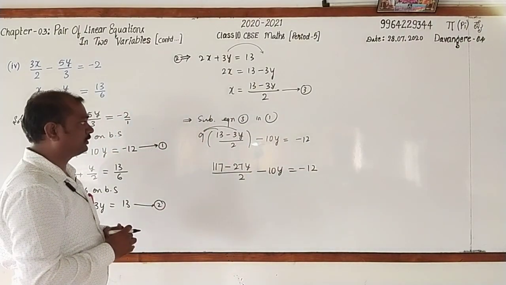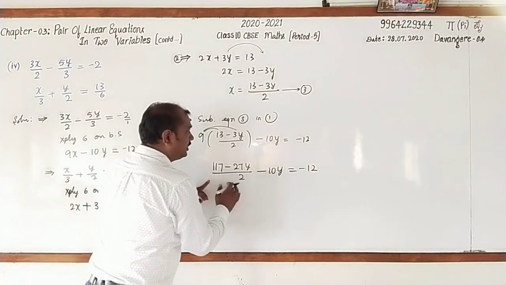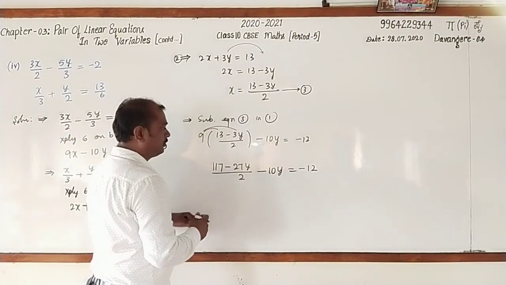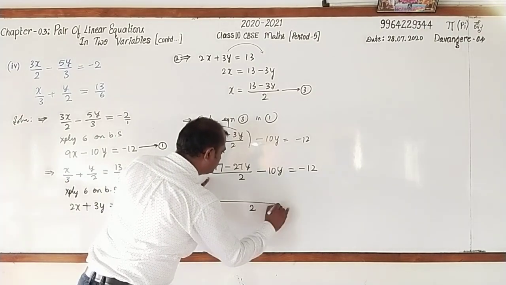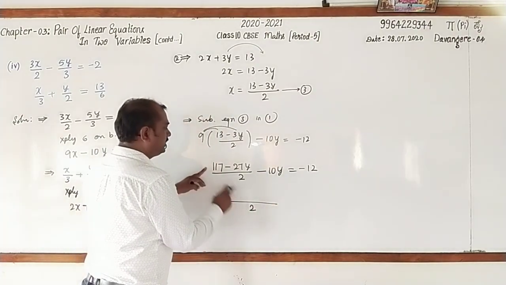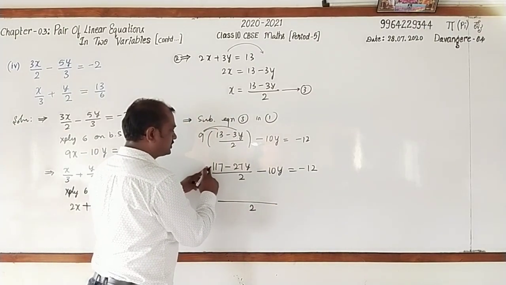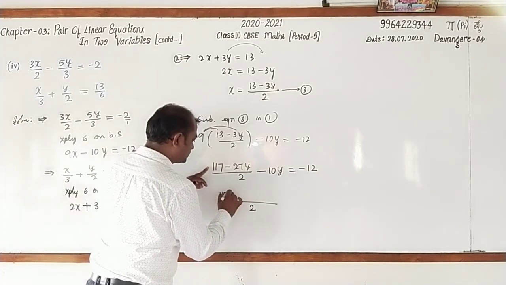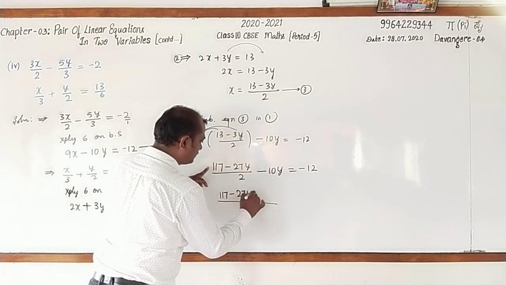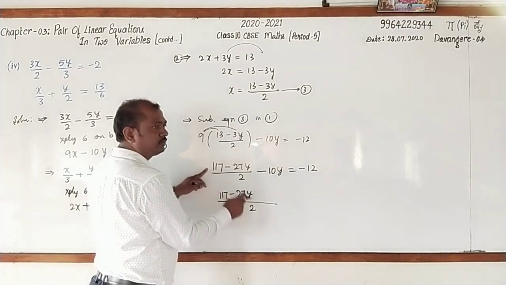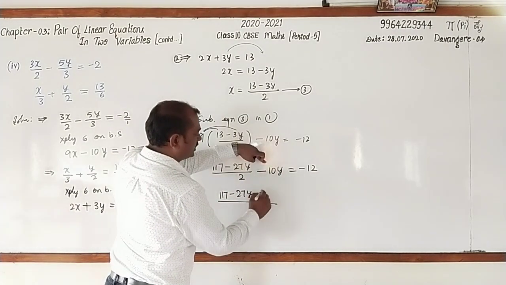Hope that you have understood. Next, taking the LCM and solving for y. LCM is 2. Multiply the LCM with these terms. It will be 117 minus 27y. The reason is 2 and 2 get cancelled. Multiply the LCM with the second term.